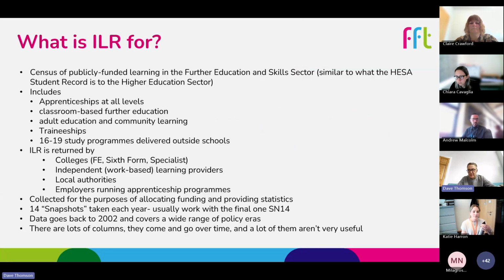ILR is a hugely heterogeneous data set, and it's a census of publicly funded learning in the further education and skills sector. So it's similar to what HESA is for the higher education sector. It includes things like apprenticeships, classroom-based further education, adult education, community learning, traineeships, and 16 to 19 study programs delivered outside schools. And we'll have a look at the split a bit later between school and college post-16.